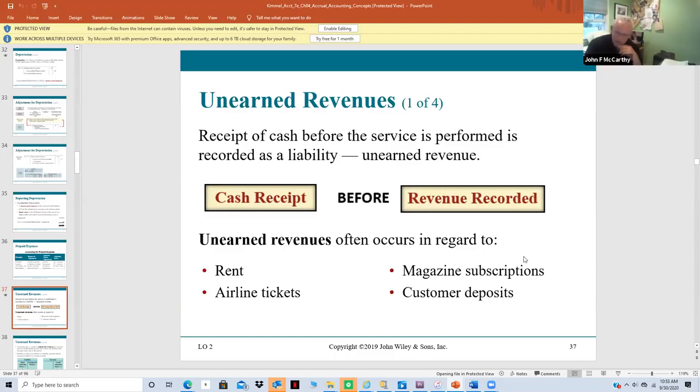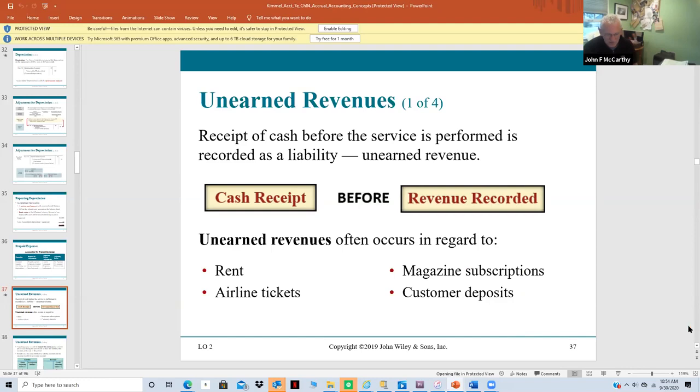And there are other things. Someone could pay me before I paint their house. That would be like a deposit, and that would be unearned service revenue. And you might buy a magazine subscription, a year's worth that you're paying in advance. Again, that's also unearned revenue. When you receive it, debit cash, because I'm providing the subscription, or the airline's providing the ticket, or the landlord's providing the rent. In those situations, I'm receiving cash in advance, so I debit cash and credit some sort of unearned revenue.